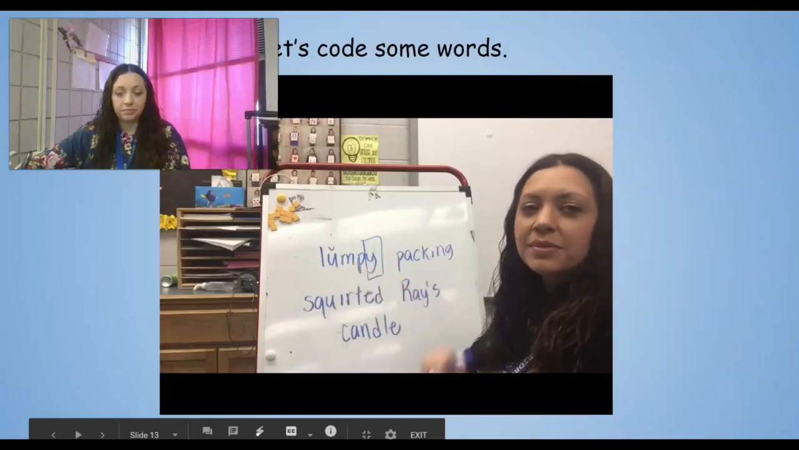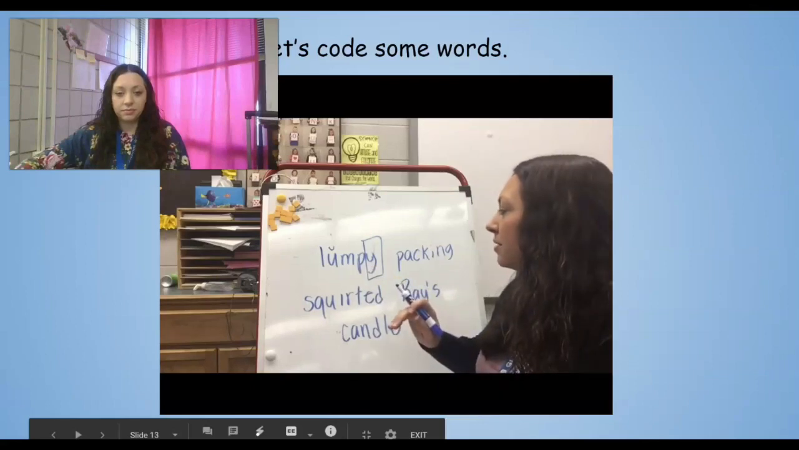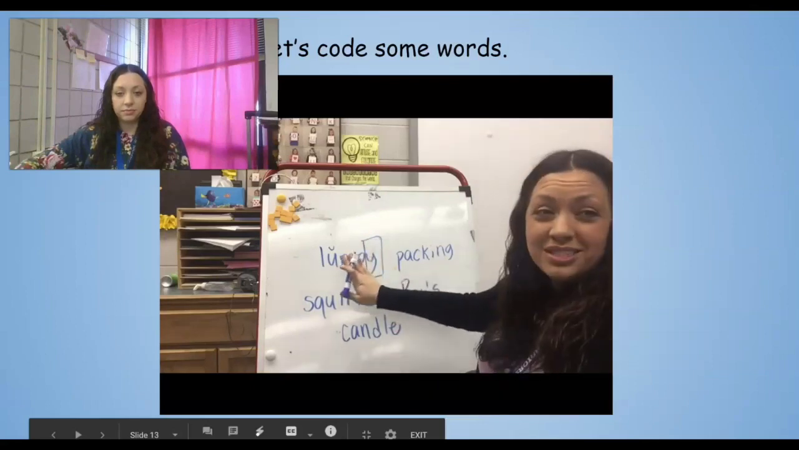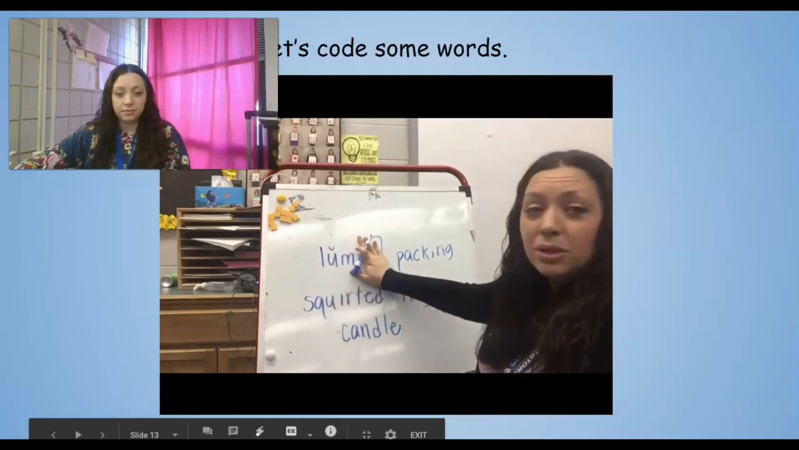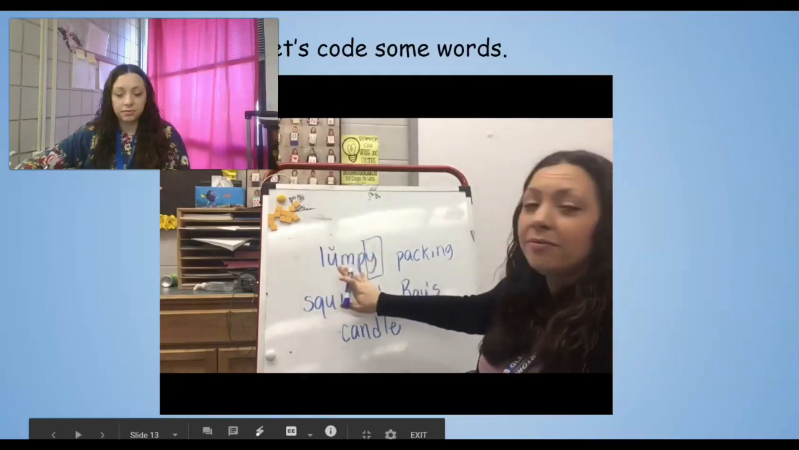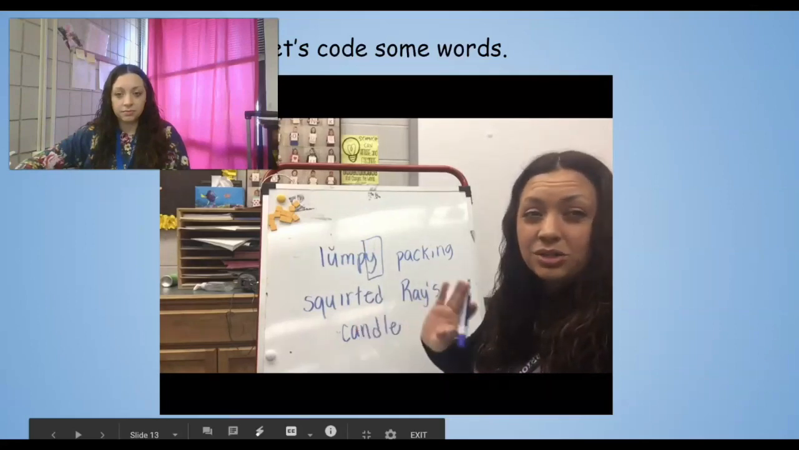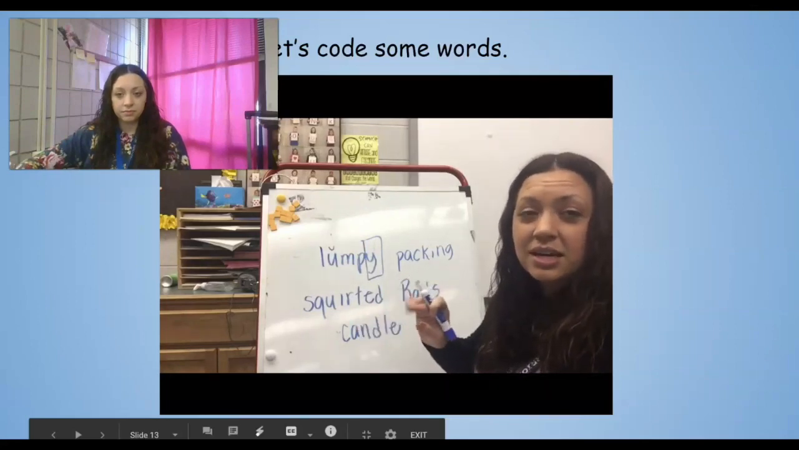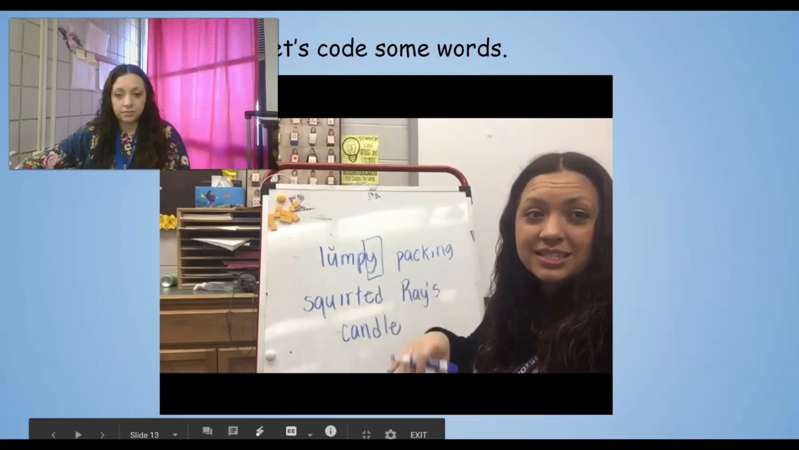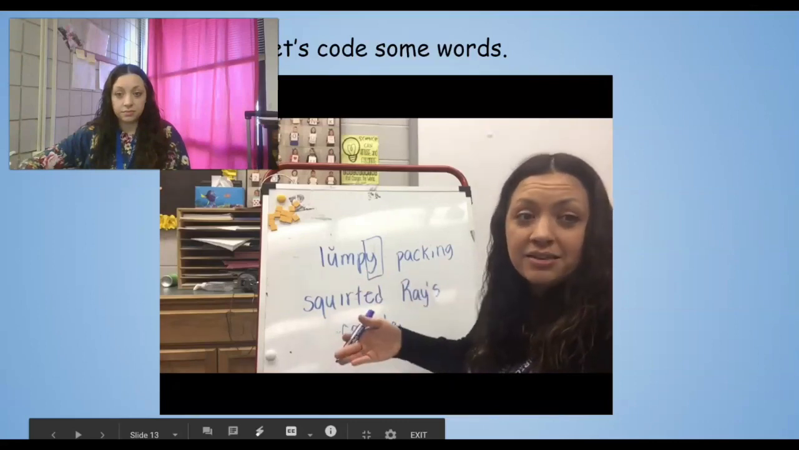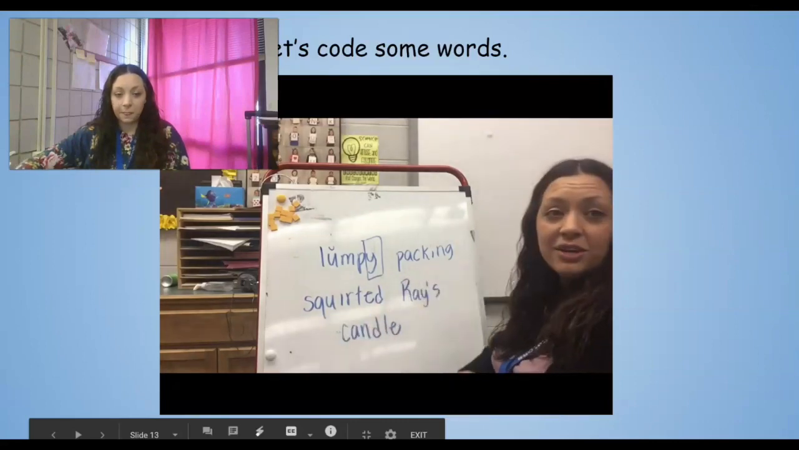So lumpy. Very good. Now, if I would have tried to break it apart, I would have done almost the same thing. So I would have ended up with lump as one syllable, and then I would have P that way. So it just depends on how you look at it, but we're going to treat it as a suffix since it's talking about how something is, because it's saying that something is lumpy, okay?